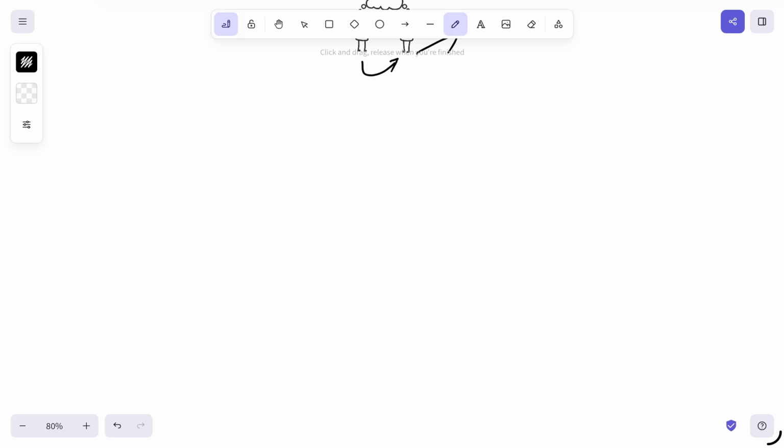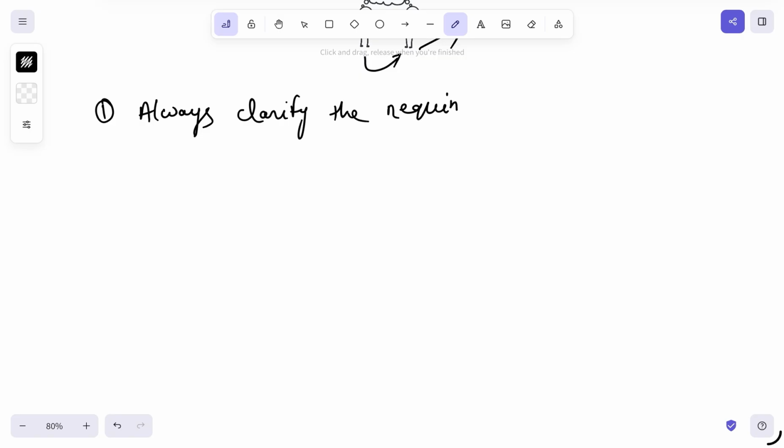So before jumping into the solution, the first thing we have to do is always clarify the requirement. This is the most important thing, I would say. Because once you clarify the requirement, or once you clear the questions like what the use case is, then it will be easy for you to go further.